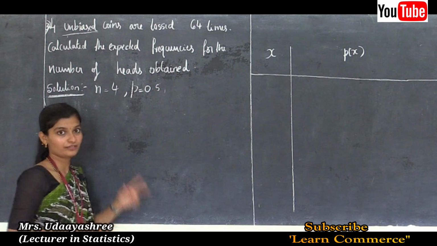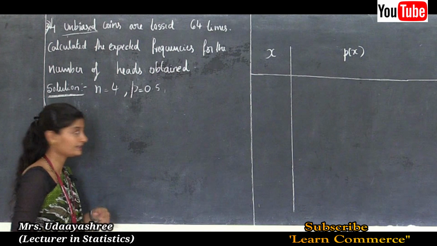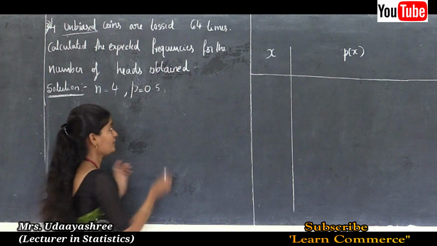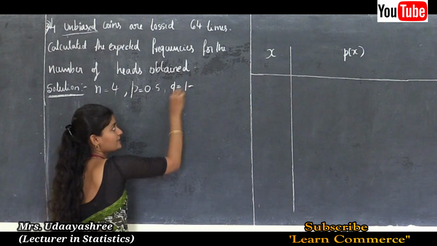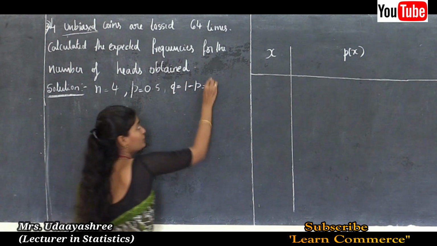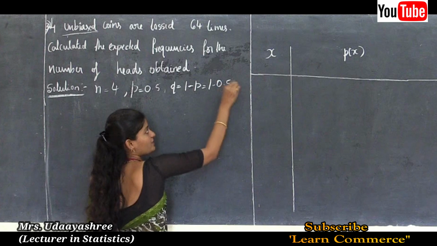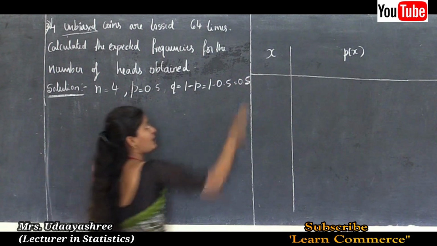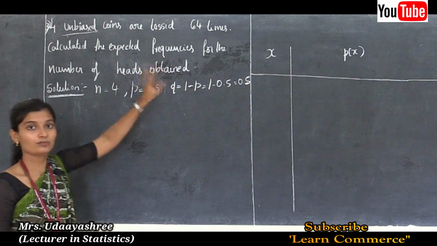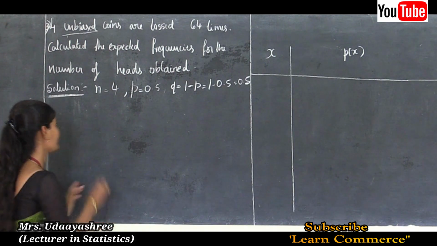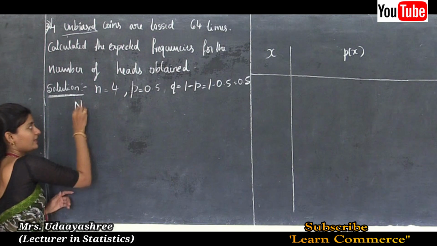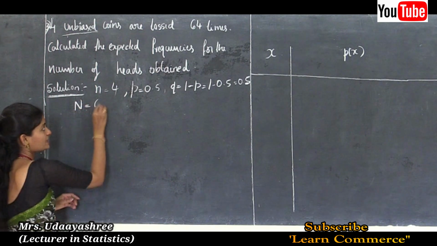Then the probability of getting failure, that is the probability of getting tail, is 0.5, or we can write it as q is equal to 1 minus p, which is 1 minus 0.5, equal to 0.5. Next, one more term is given, that is 64 times, that is the population size. We can write population size, capital N, is equal to 64.